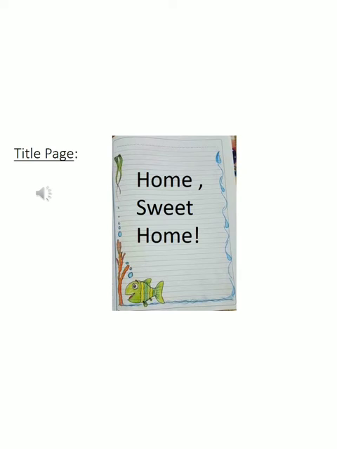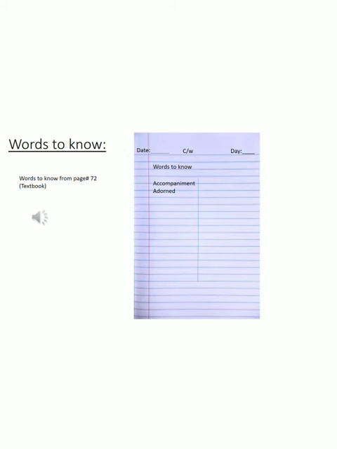Yes, the next step is to make the title page of the chapter. So the title page of our chapter is unit number 7, Home Sweet Home. So we are going to make this title page again with the marker, and you can use your color pencils to make some drawings. Make sure not to make the next page dirty or stained. Okay, on the next page we are going to write date, classwork and day.